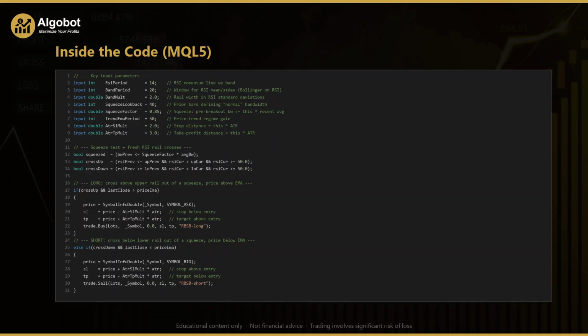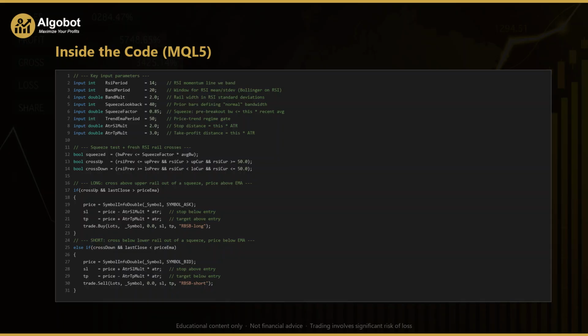The squeezed flag checks that the prior bandwidth is at or below the SqueezeFactor multiple of its recent average. The cross-up flag confirms the RSI freshly punched above its upper rail while sitting at or above 50. The cross-down flag is the mirror. The RSI freshly dropped below its lower rail while at or below 50.